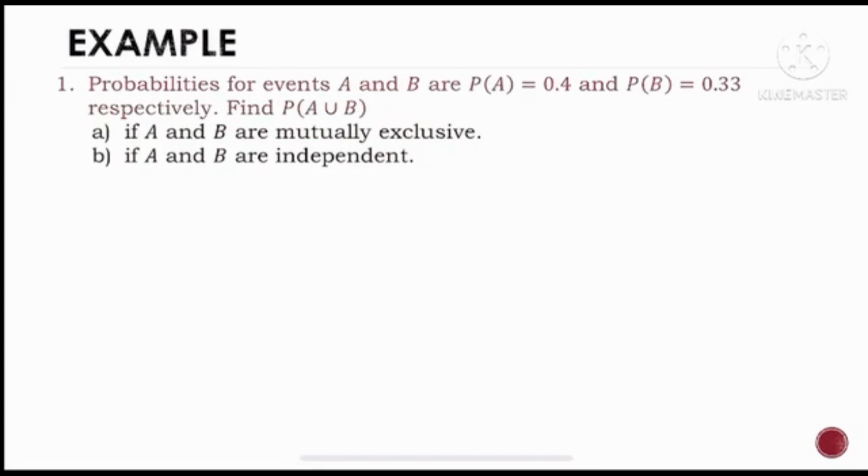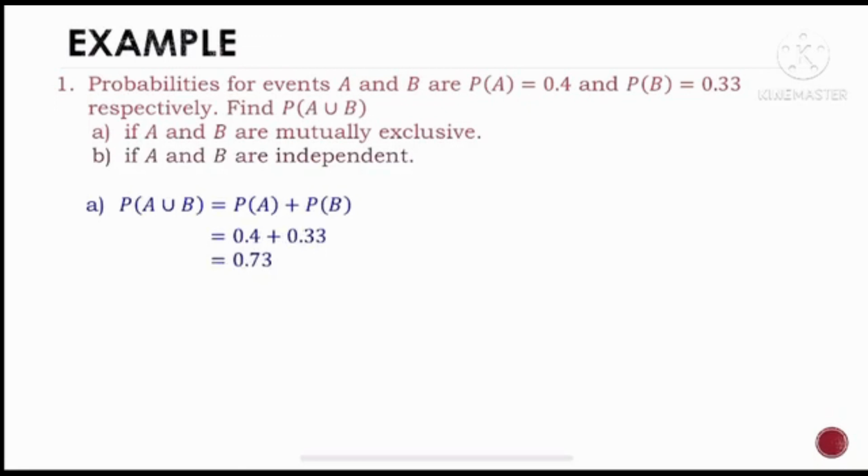Example 1: given P(A) and P(B), we want to find P(A ∪ B). If A and B are mutually exclusive, then P(A ∪ B) is equal to P(A) plus P(B) only because P(A ∩ B) is equal to 0. Then substitute the values and calculate the answer.